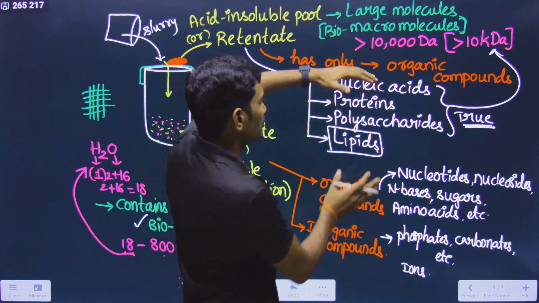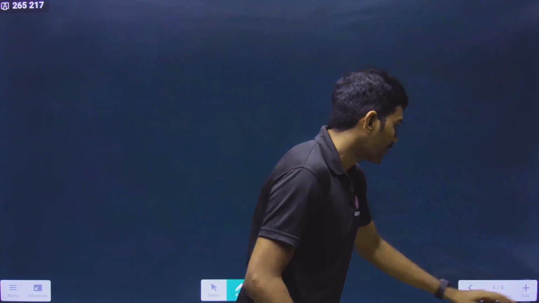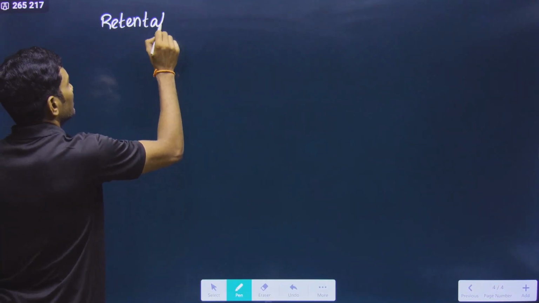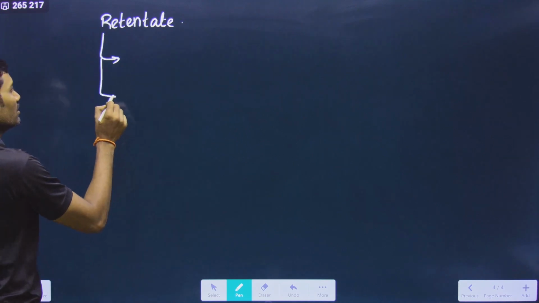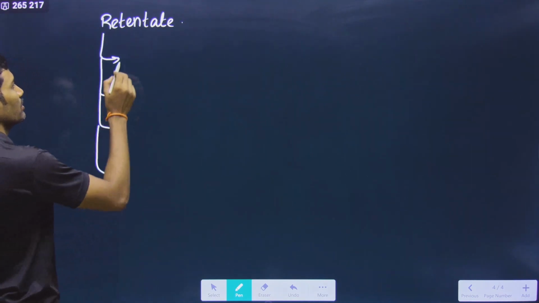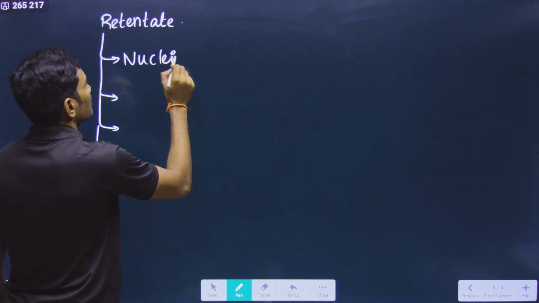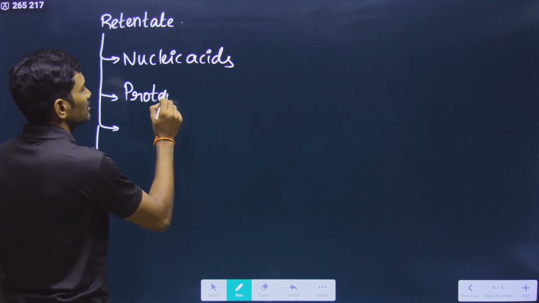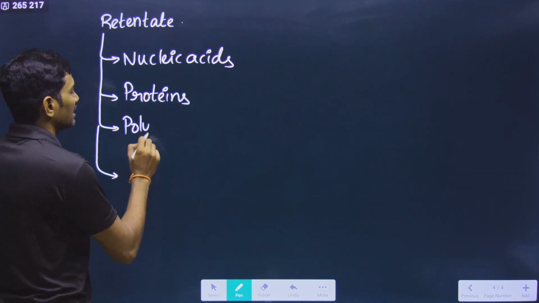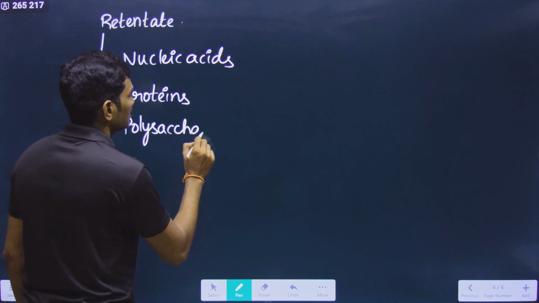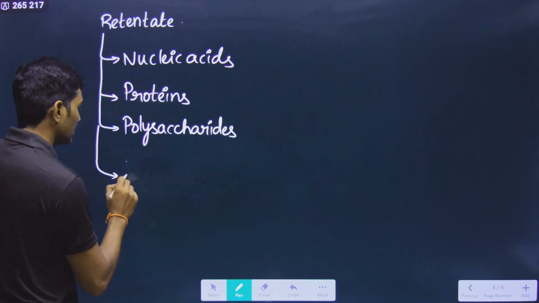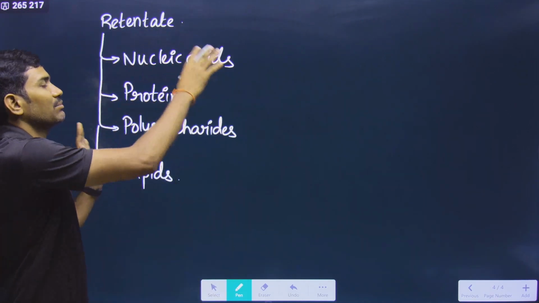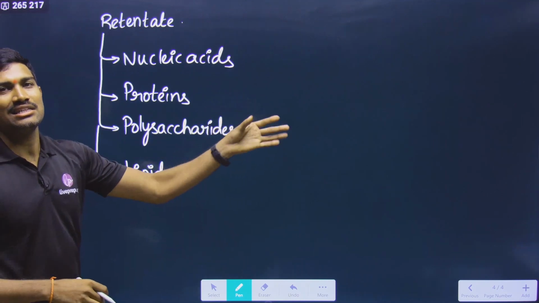Clear? Now we are focusing on this macromolecular fraction. The macromolecular fraction, also called the retentate, has four types of components. They are nucleic acids, proteins, polysaccharides, and then lipids. These are the four types of organic compounds that are present in the retentate or acid insoluble pool.